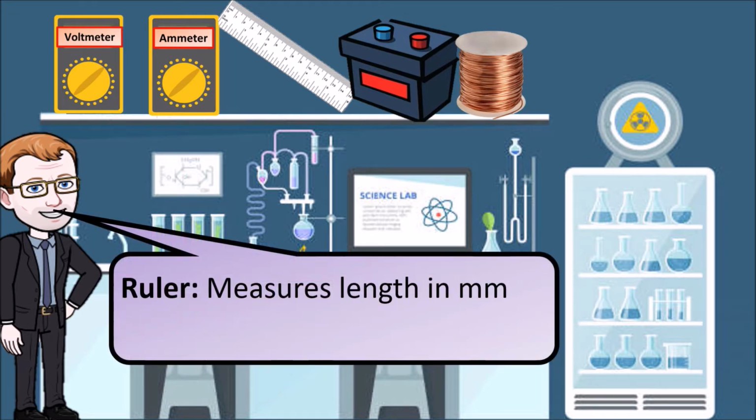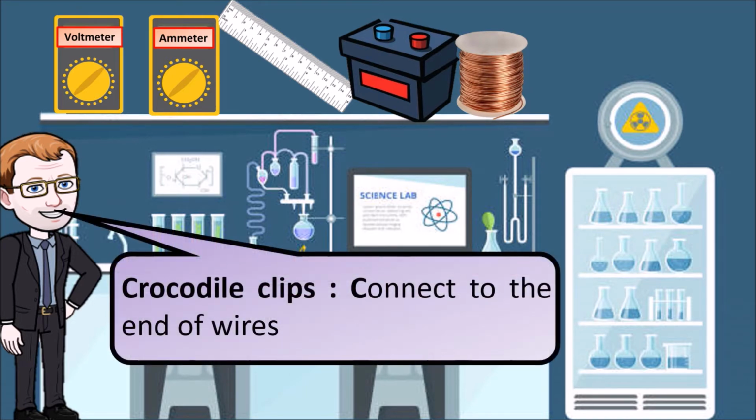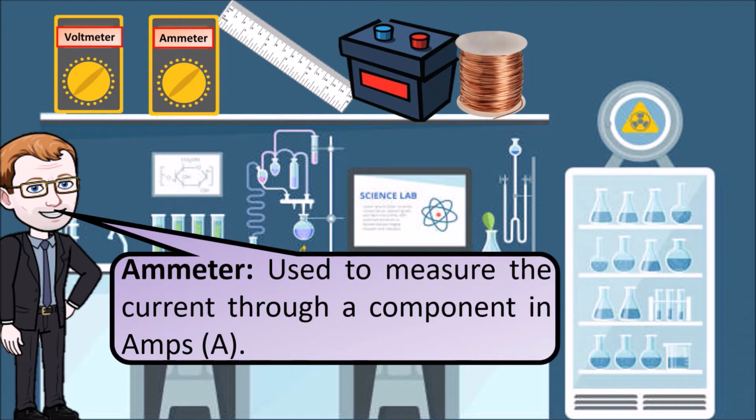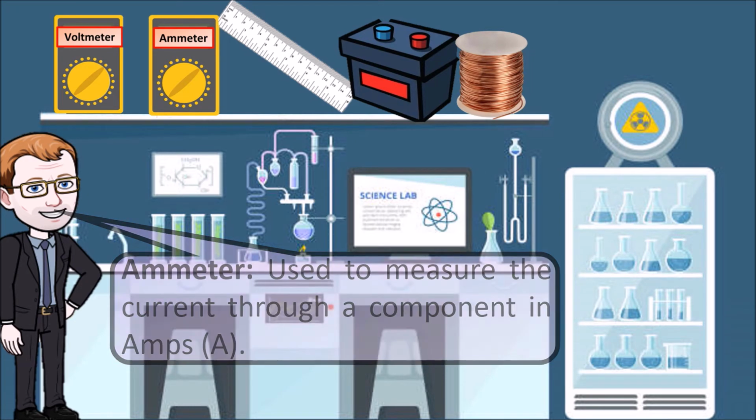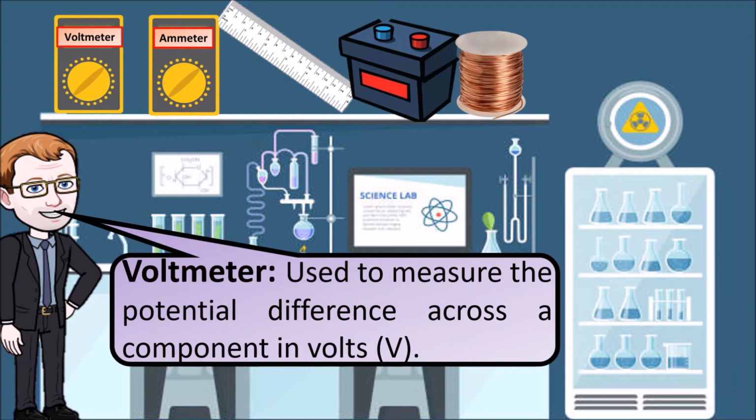A ruler is used to measure the length in millimetres. Crocodile clips are used to connect to either end of a cut piece of wire in this experiment. An ammeter is used to measure the current through a component in amps. A voltmeter is used to measure the potential difference across the component in volts.